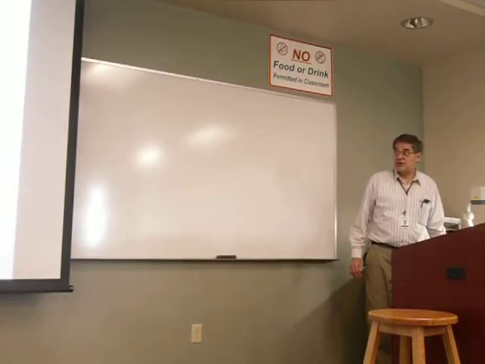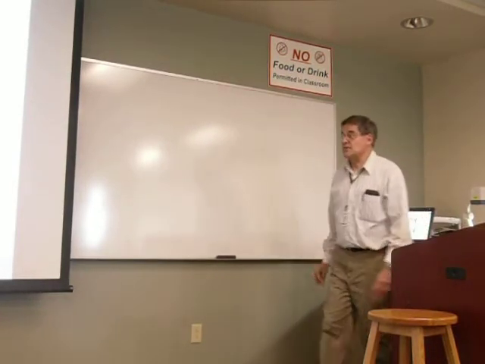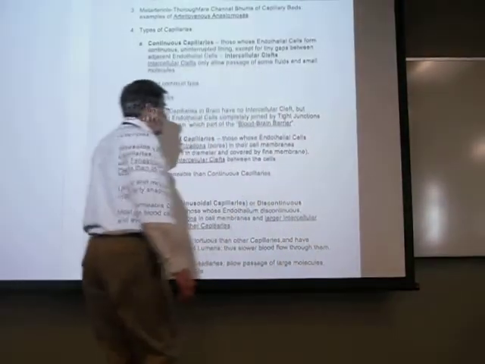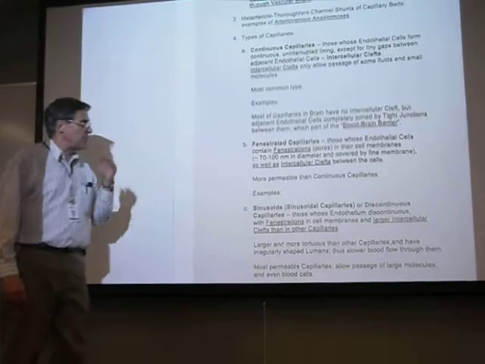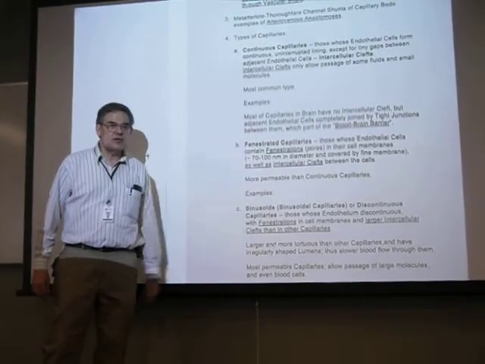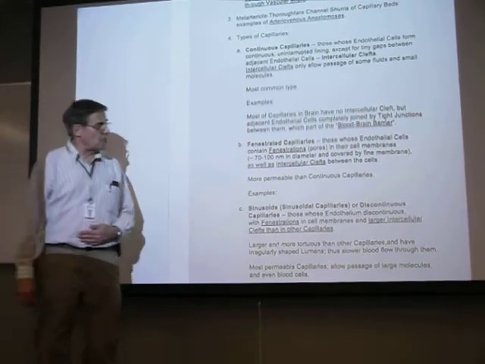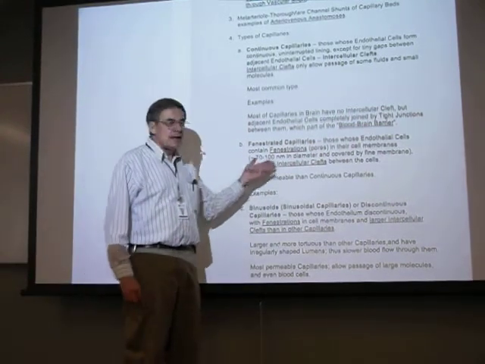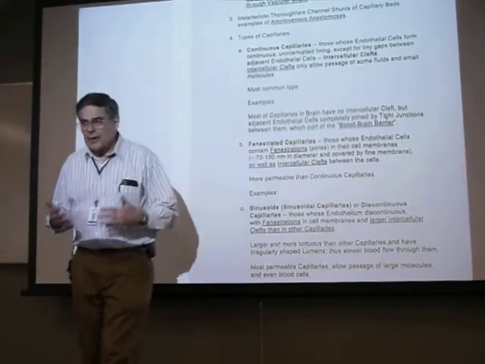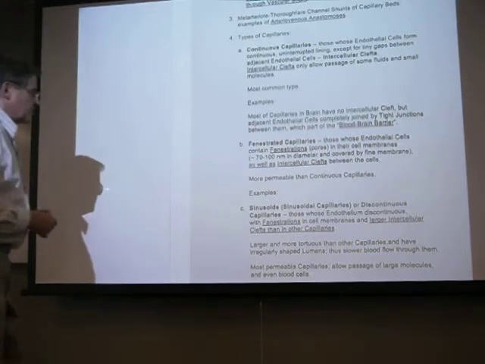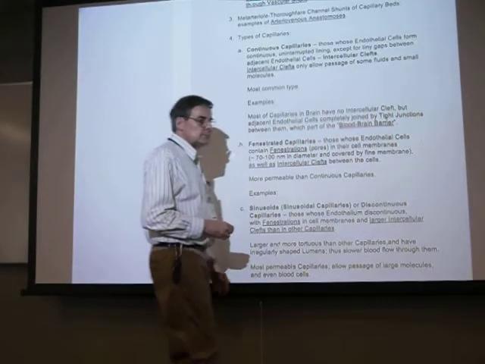Because in addition to the intercellular clefts of the continuous capillaries, they have what are called fenestrations, which are pores. You can see they vary from about 70 to about 100 nanometers. A nanometer is 1/1 billionth of a meter. So they're small, but what it does basically is give you a greater permeability or porosity to the capillary. So things can cross these capillaries that couldn't cross the continuous capillaries because they're more permeable.